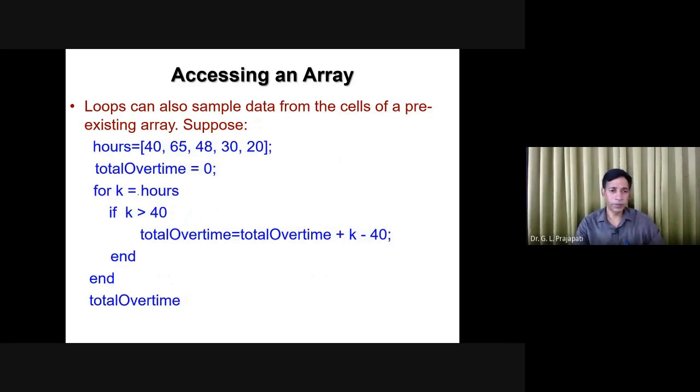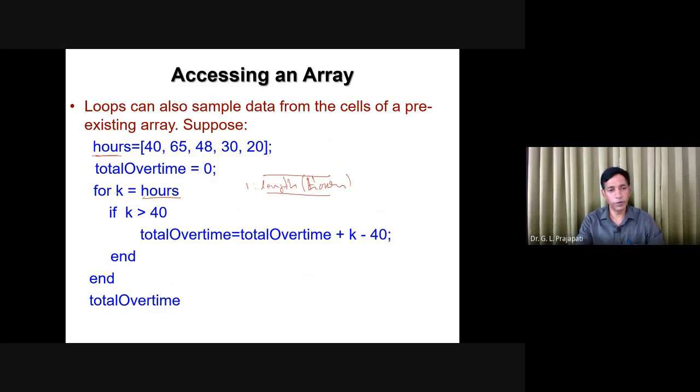Earlier what we did, here we say that k is equal to 1 to length of hours. Instead of doing this, you just write the name of the array. This is also permitted. So if you don't want to use this, and if you want to just get the value of this, then you just use the name of the array, means matrix.